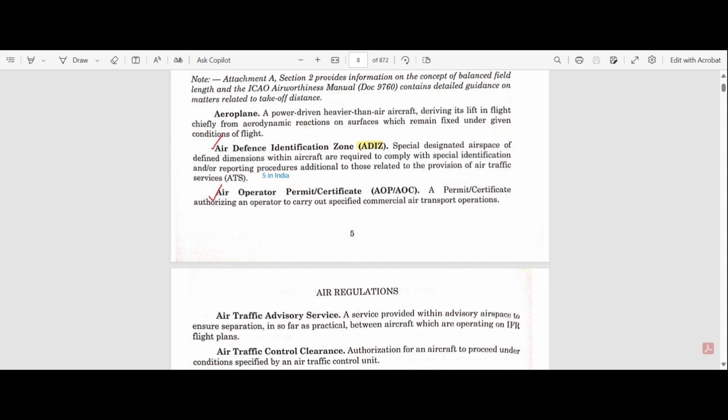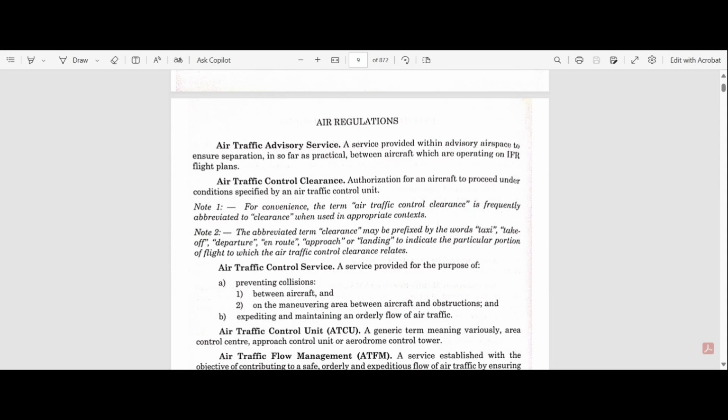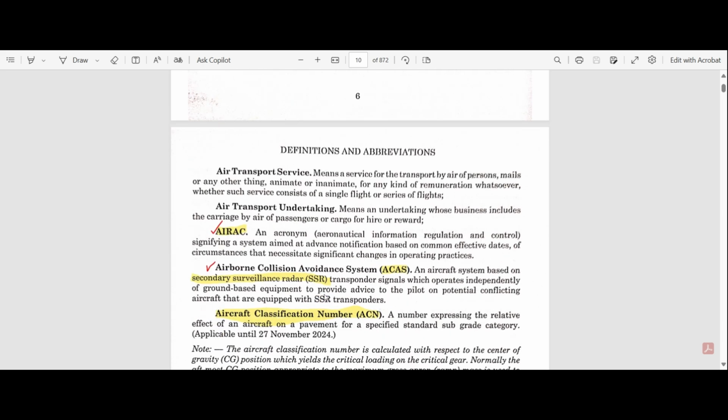The next we need to do is AIREC. AIREC is in some other chapter. It is along with aeronautical information publication or circular. So we'll discuss it there only.